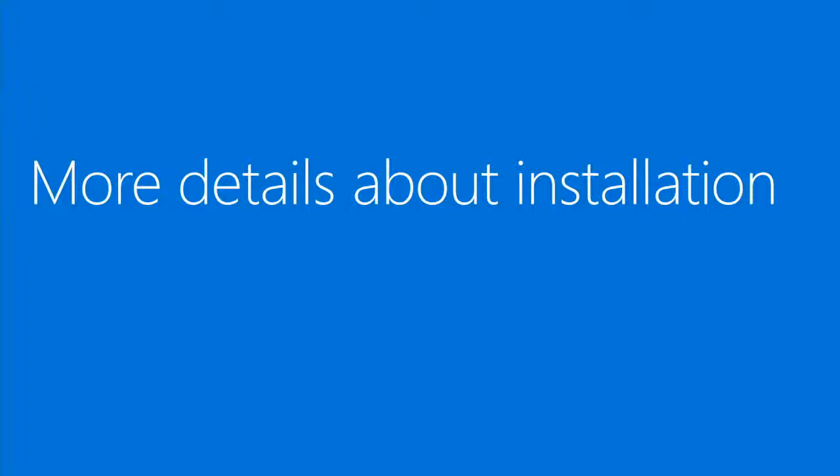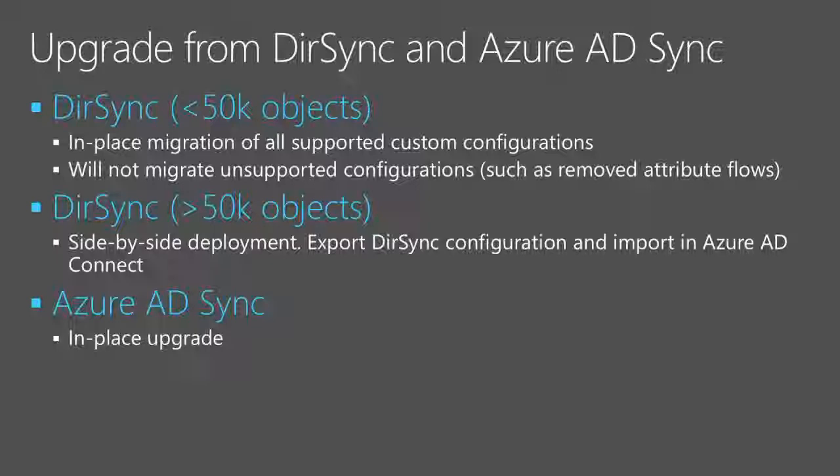So we walked you through the Express, we walked you through the Customize, but there's still a few more details we want to go through. So one is, how do I upgrade to this? If you're using DirSync, which is quite many of you, actually, with AD Sync, we didn't allow you to upgrade from DirSync to AD Sync, but with AD Connect, we will do that.